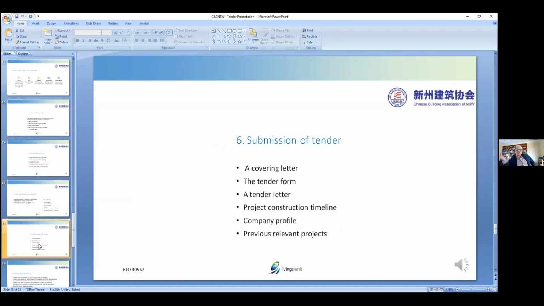Okay, a submission of tender. Well, you may be told how to submit your tender, in what format, but generally you're going to have a covering letter, which says, we're very grateful for the opportunity to be pricing the job. And then you have the tender form, the letter, timelines, your company profile, as I said earlier, very important to present that very nicely, and previous relevant projects, okay?